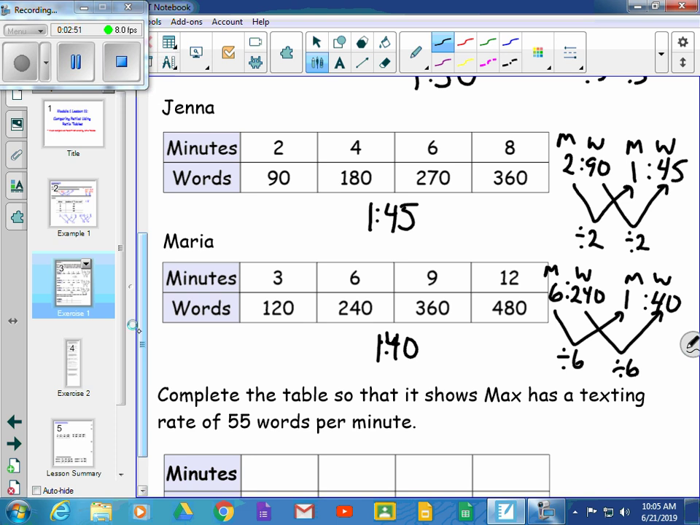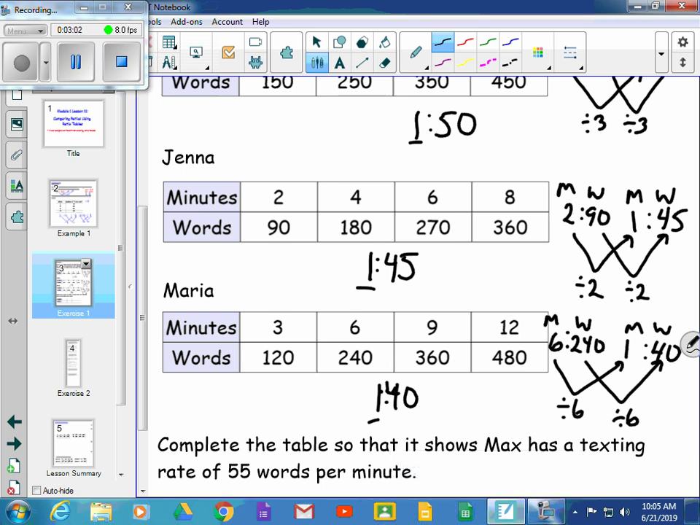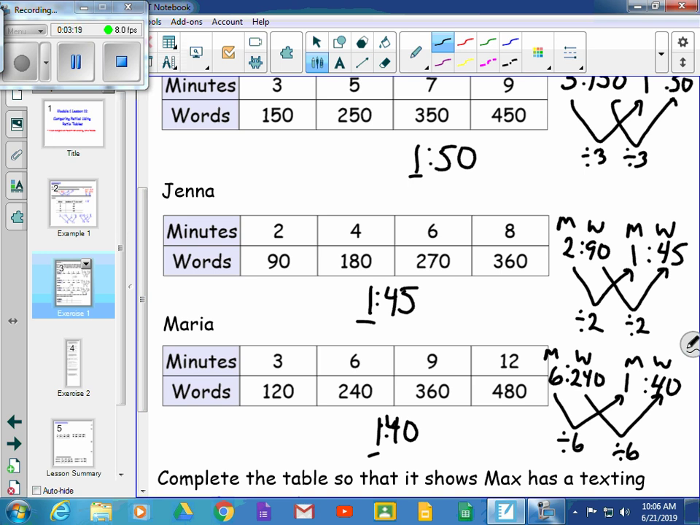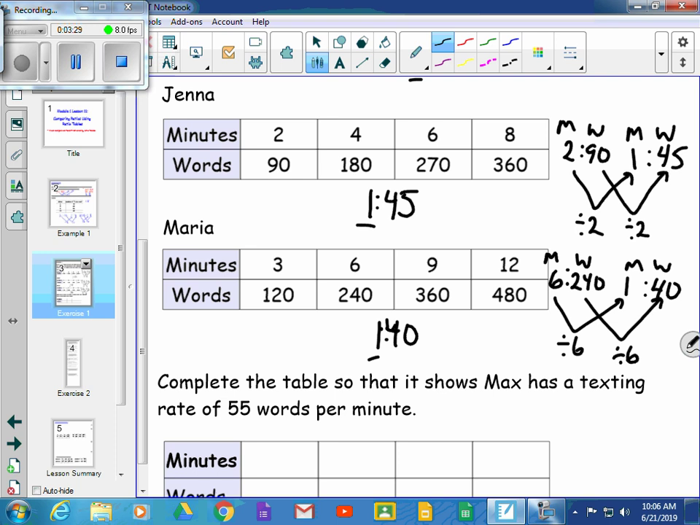Well, if we compare those, now they're all the same. We can compare them because we're basing it on the same amount of time. If you have the first term the same, you can compare the second term: the 50, the 45, and the 40. The fastest person will be the person who texts the most words in the same amount of time, and that would be Michaela. Michaela can text 50 words in 1 minute. Jenna would be second. And the slowest texter would be Maria. She can text only 40 words in 1 minute.